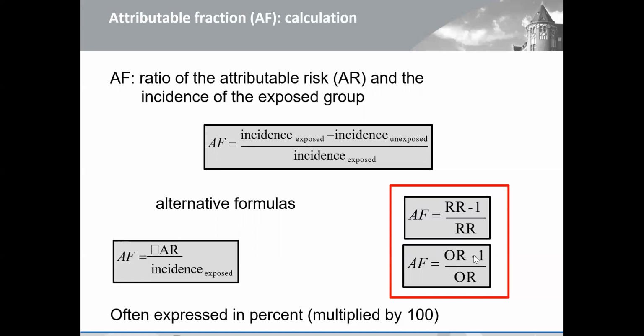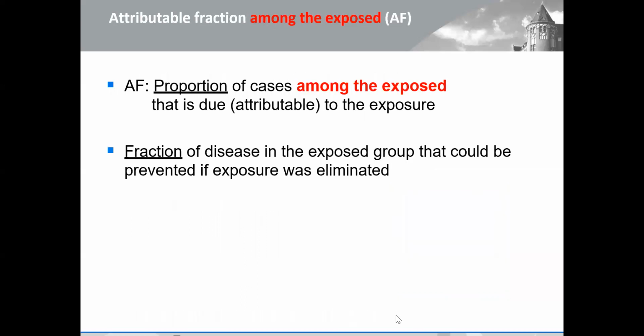or you can also calculate it using this other formula, relative risk minus 1 over RR, or odds ratio minus 1 over OR. These are the formulas which can be used. But usually this is then expressed as a percentage and is multiplied by what? By 100. So in terms of the definition, what is the attributable fraction?